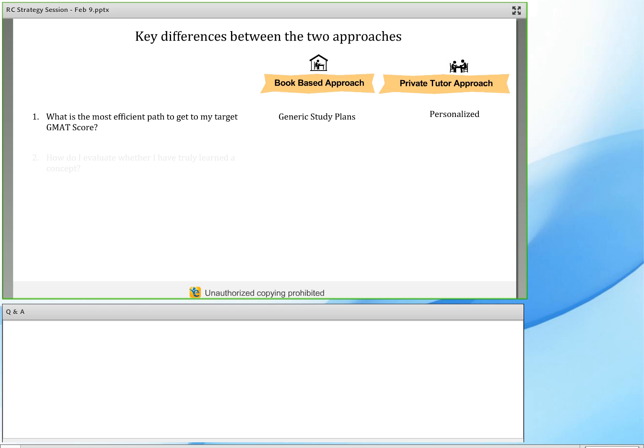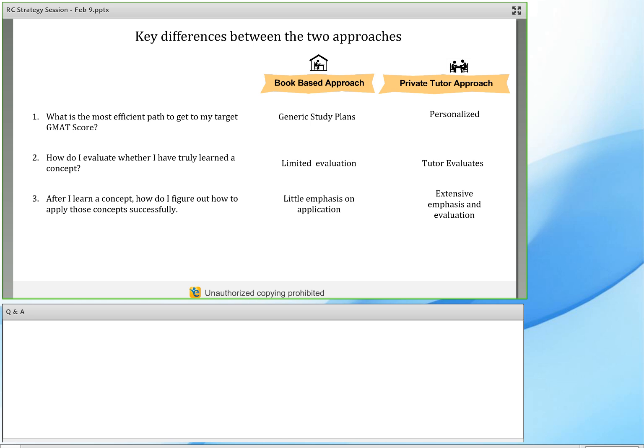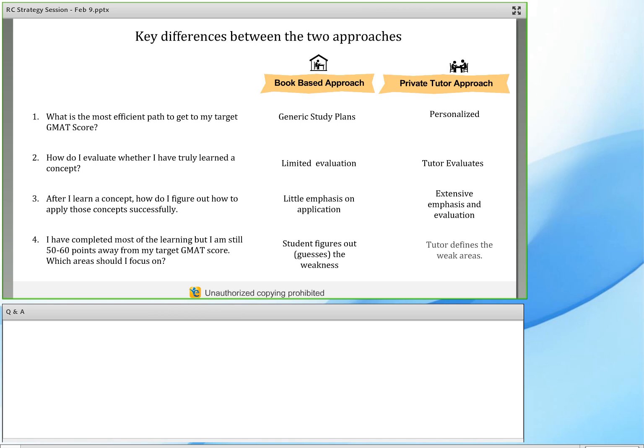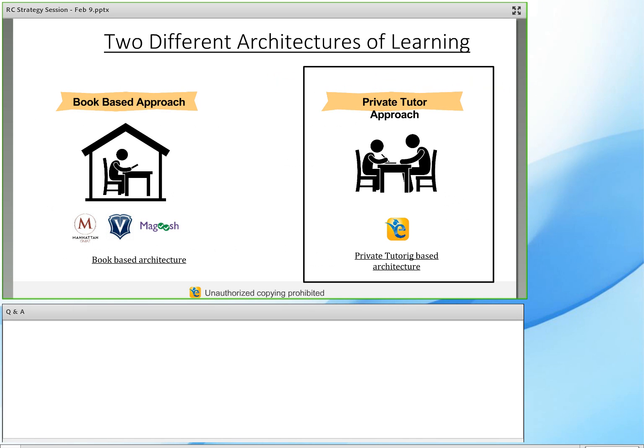So while you learn the same content in both these approaches, the extent of personalization, the extent of application that you learn in a private tutor-based approach is a lot more than what you do in a book-based approach. Now let's see why we say that most of the other prep courses are based around a book-based approach, while e-GMAT is based on this private tutoring-based architecture.